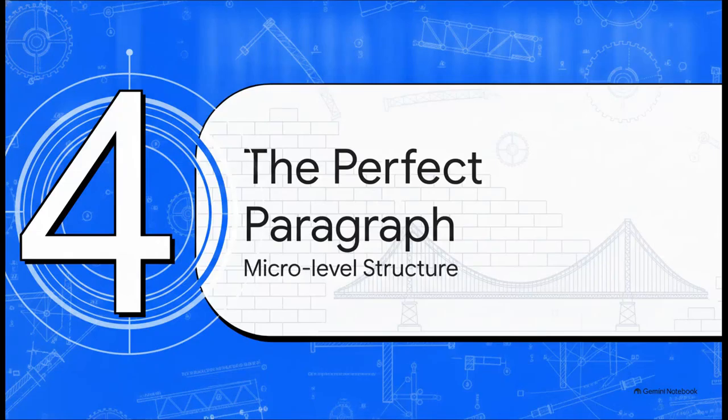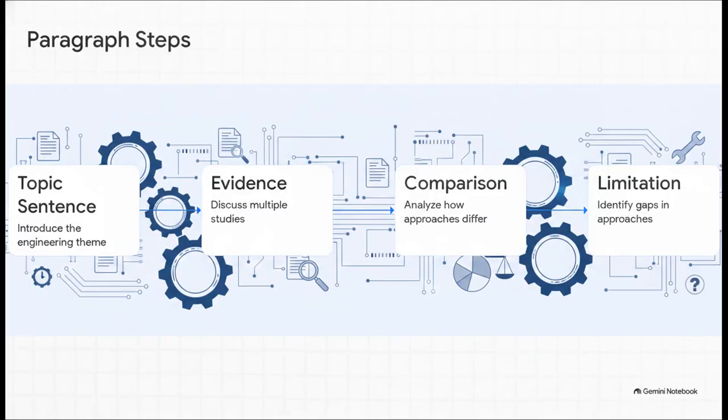Section 4. Building the perfect paragraph, micro-level structure. We're zooming in now. This right here is the anatomy of an analytical paragraph. And honestly, if you follow these 4 steps, it becomes literally impossible to just randomly drop facts into your paper. Step 1 is the topic sentence. That's where you introduce the engineering theme.